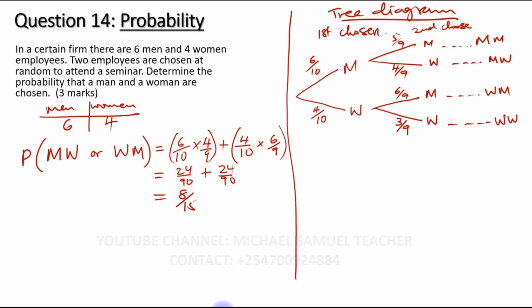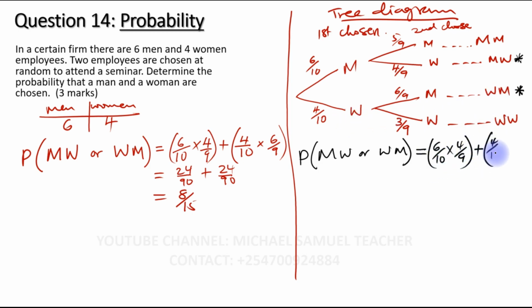So what we are interested in, in our case, is the probability of a man and a woman chosen. This is one of the probabilities and this is the other. So the probability of man, woman or woman, man: we have 6 over 10 times 4 over 9, and the other case is 4 over 10 times 6 over 9. This will be 24 over 90 plus 24 over 90. Working it out, we get 8 over 15. So that's the probability of choosing a man and a woman.